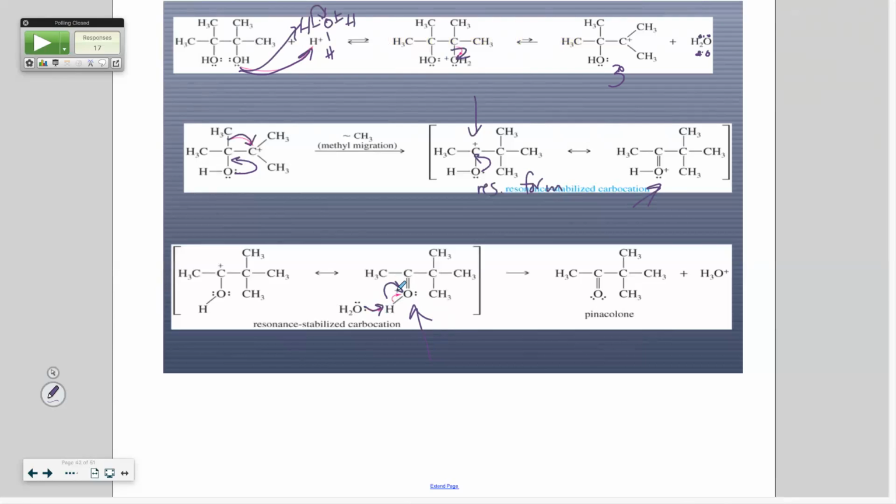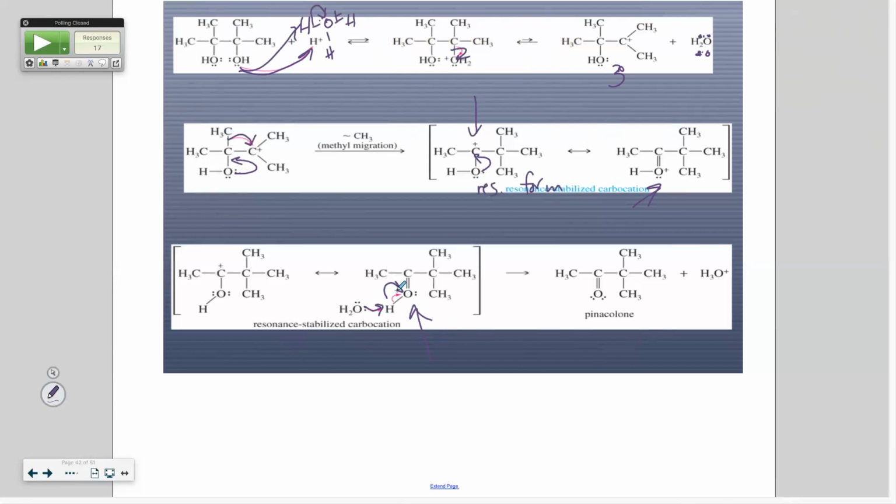That's how you get the ketone. See what we did? First we protonated. Remember, protonation is fast, fast, fast. If there's an acid in there, look for something to protonate. Look for lone pairs, look for double bonds, look for minuses. Something is going to get protonated.